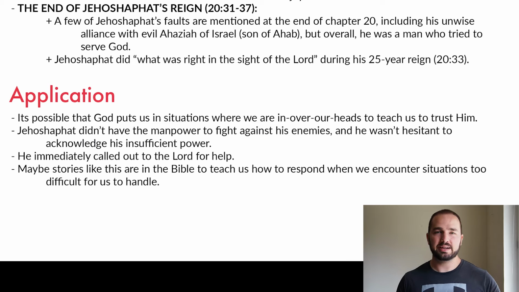for making that pact. So, that said, Jehoshaphat did, quote, what was right in the sight of the Lord during his 25-year reign. So yes, he made some mistakes. He had a habit of making bad friends with wicked people, but in general, he was a man who tried to serve the Lord. And so that is the end of the reign of Jehoshaphat, who we've been talking about for a couple chapters, and that is the end of 2 Chronicles chapter 20.